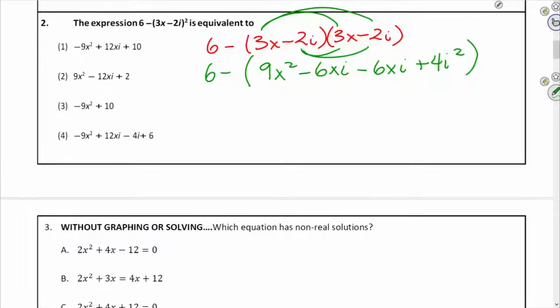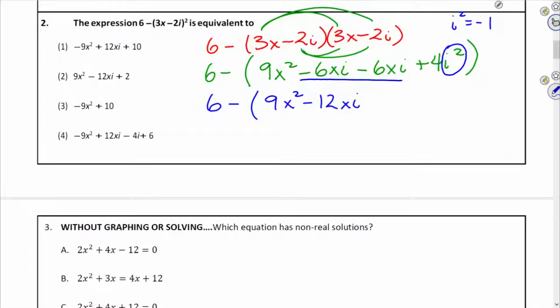All right, so combining like terms inside this parenthesis, 6 minus, I have 9x squared. I'll combine these two together and get negative 12xi. Okay, and then I will remember that i squared is equal to negative 1. That's because i is the square root of negative 1, so if I square that number, I get negative 1. And negative 1 times 4 is a minus 4.